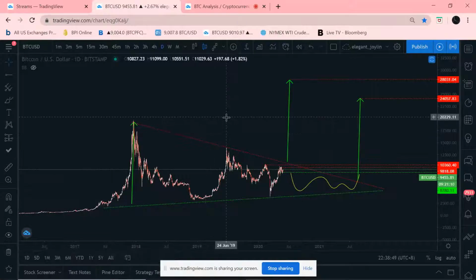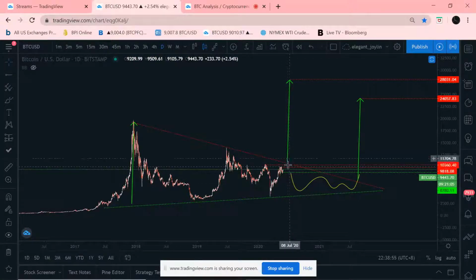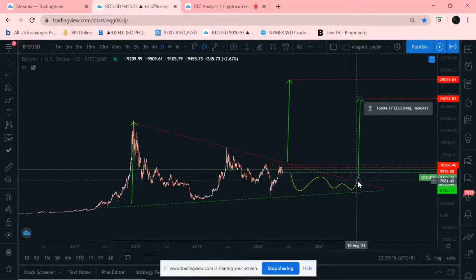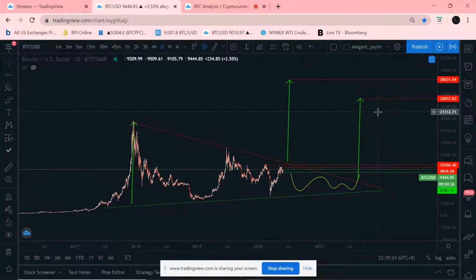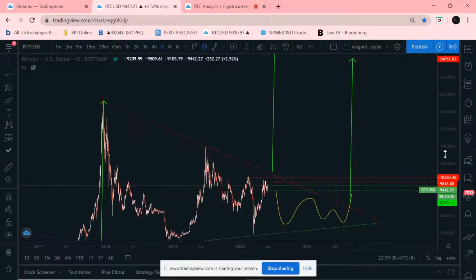So we have two targets here since it's a symmetrical triangle. If it breaks at this level, our possible target is around 28,000. However, if it resists at this level around 9.8, it will possibly trade within the symmetrical triangle range. And I'm expecting a second option to break at this level. So the second option is targeting around 24,000. So there you go, guys.